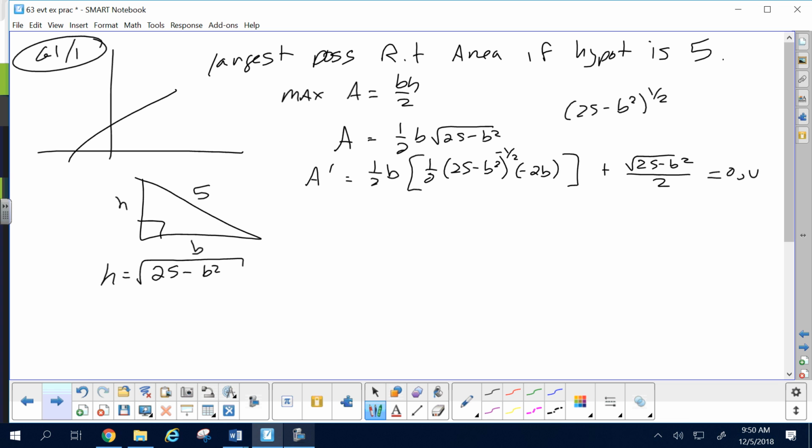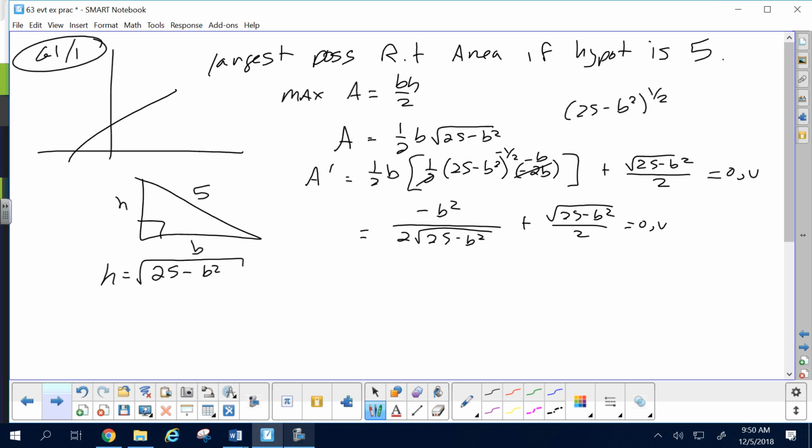Okay. Now the algebra. I need to find the critical numbers, which is to say where this derivative is 0 or undefined. If I clean this up, that's probably the part that you got hung up on if you had the equation. I could take a 2 out, and I would get something like negative b squared over 2 root 25 minus b squared. Yay? Are you with me? Plus root 25 minus b squared over 2.